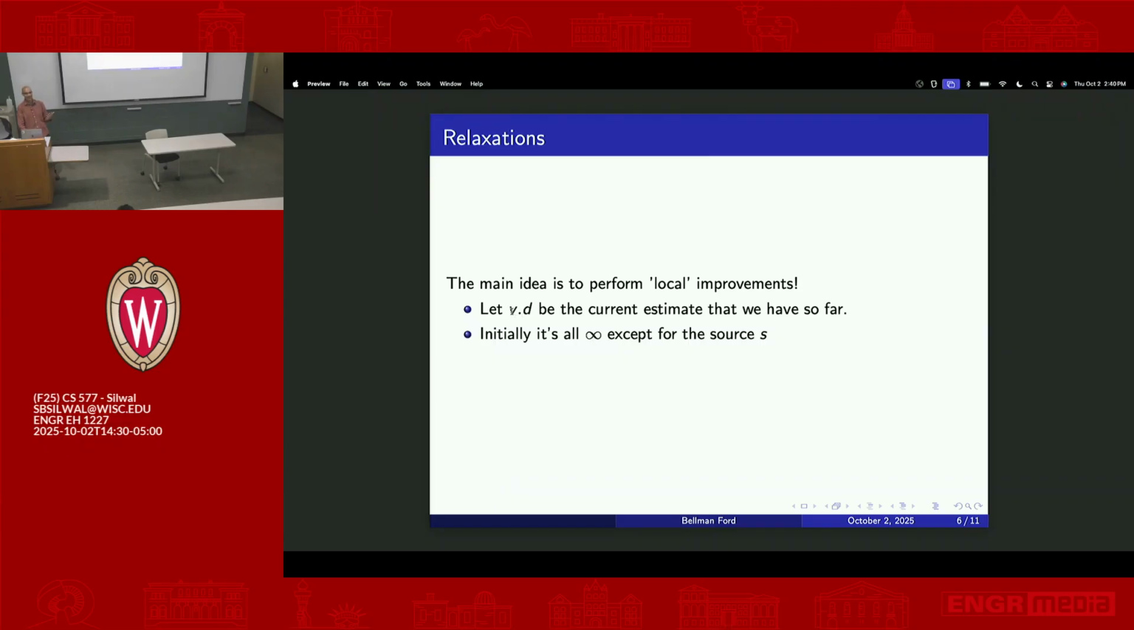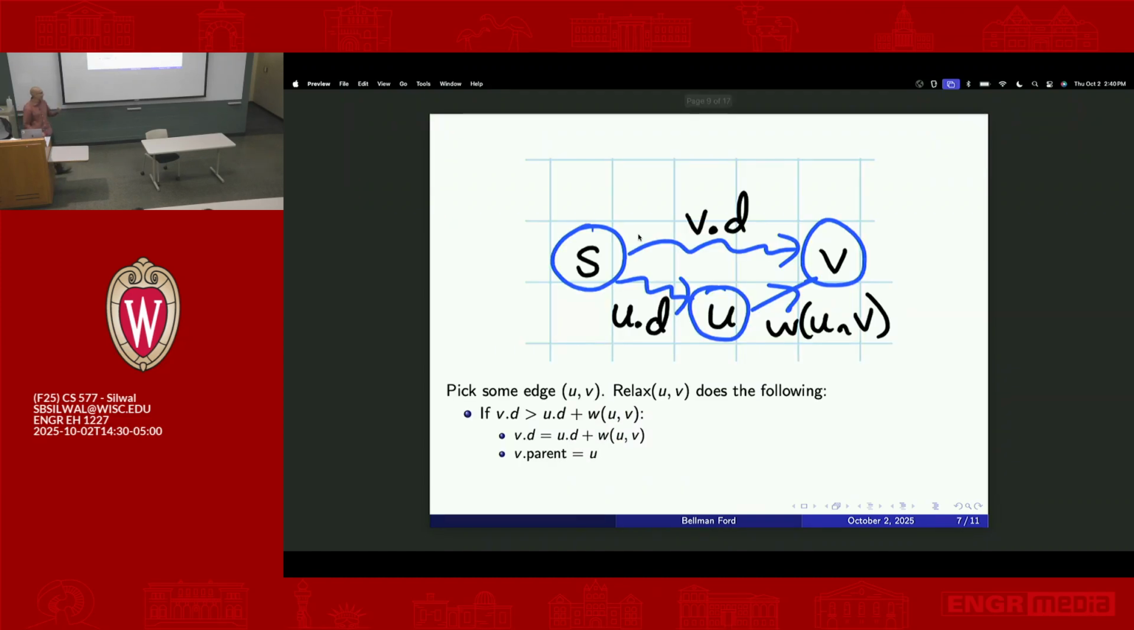So I'm going to call that v dot d, okay? So at some round, I have some estimates of the distance to all the vertices. Initially, it's infinity, besides the source, because I don't know anything. Initially, all my estimates are very, very large, okay? And now the Bellman-Ford algorithm is going to make local improvements by doing the following. Okay, so forget about the words.